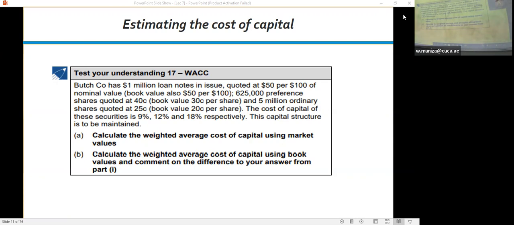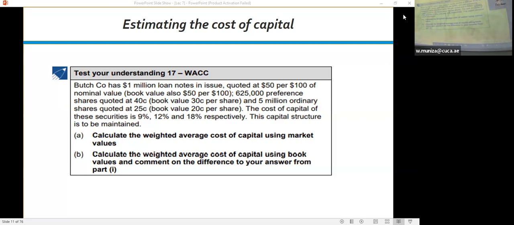1 million multiplied by 50 divided by 100, it is? Okay, sorry. 1,000,000 multiplied by 50 divided by 100. Yes, it is 500,000. Thank you, Harshal. 500,000 is the value. Then, my dear students, the second type of security is preference shares. How much are the preference shares? 625,000.